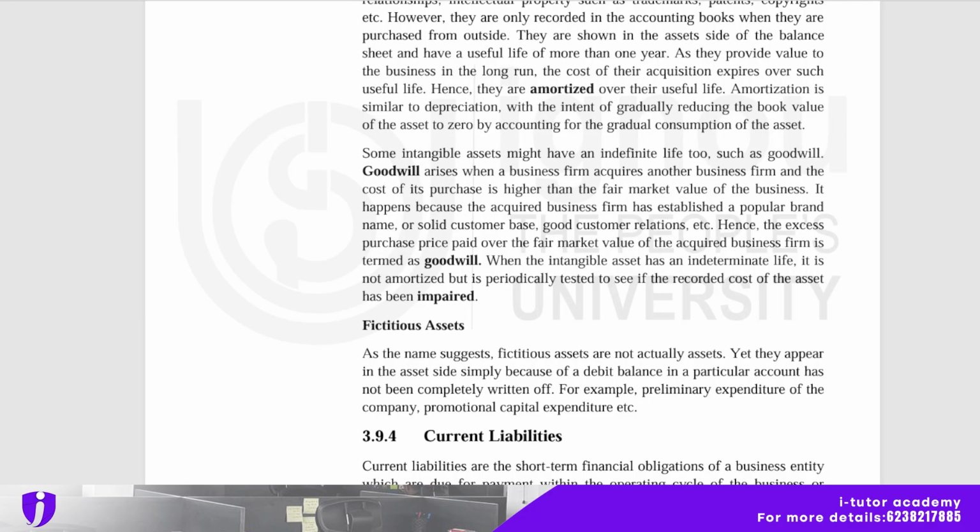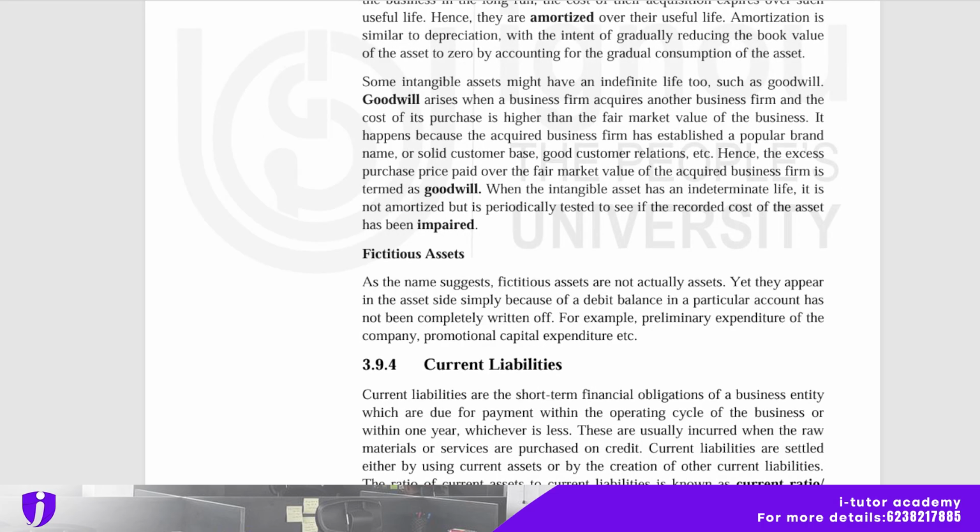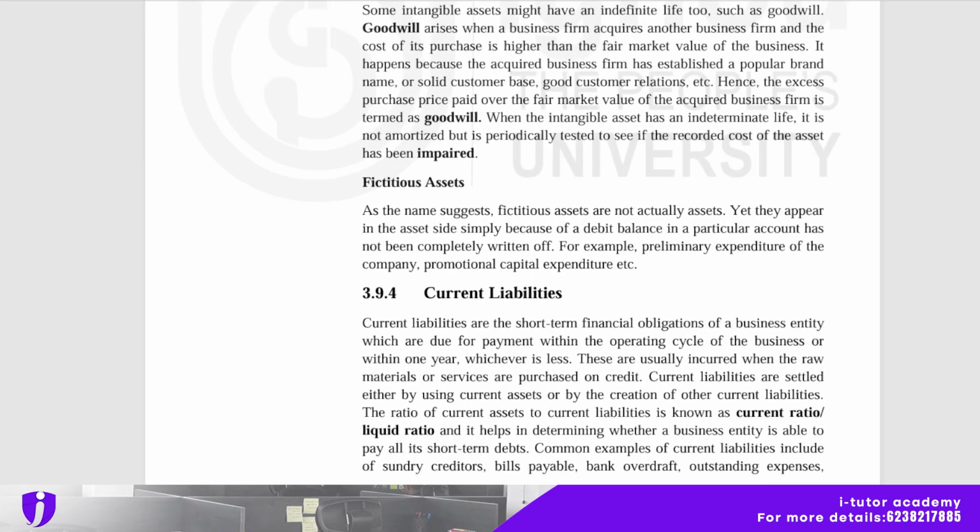Goodwill arises when business firm acquires another business firm and the cost of its purchase is higher than the fair market value of the business. And hence, the excess purchase price paid over the fair market value of the acquired business firm is termed as goodwill. When the intangible asset has an indeterminate life, it is not amortized, but it is periodically tested to see if the recorded cost of the asset has been impaired.